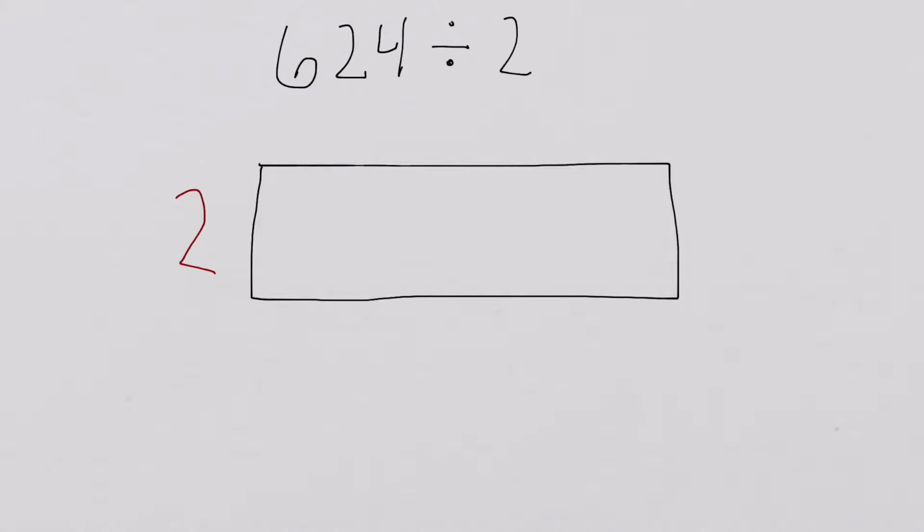Now we're going to take our dividend, and the dividend is the number that we're dividing, so it's 624. And we're not going to just write 624. We're actually going to split this up into its expanded form. So we have to think about what is the expanded form of 624. Remember our place values for each of these digits. What does the 6 stand for? What does the 2 stand for? And what does the 4 stand for?